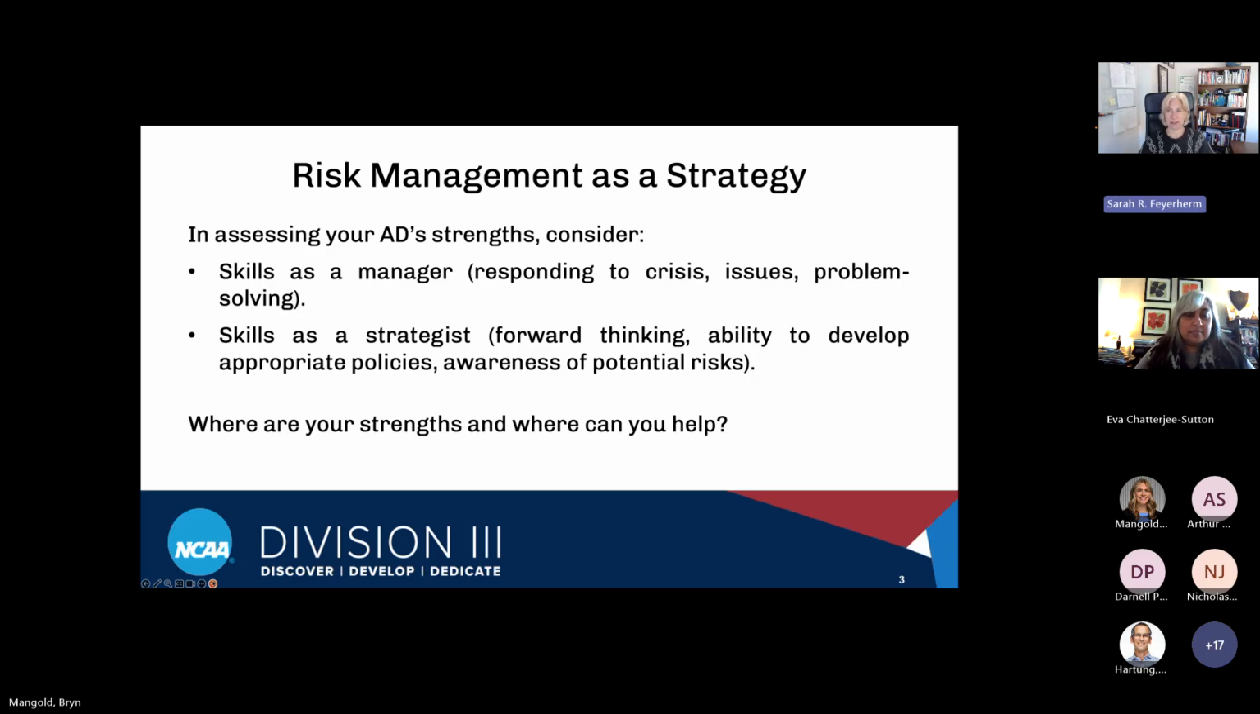For some of you, your athletic director may be totally on top of some of these risks, but not so on other things. Maybe they're just a really good manager and really good at dealing with crisis when it comes, but maybe not so good at looking ahead. So we've divided up risks into some categories that we think are helpful, and we'll start going through those. We're going to start with health and safety risks.